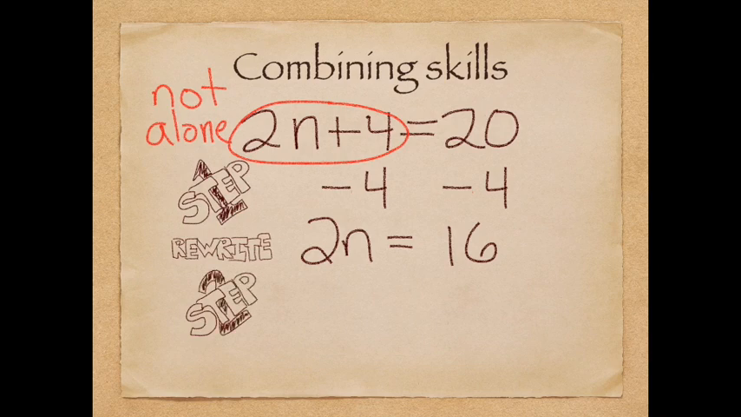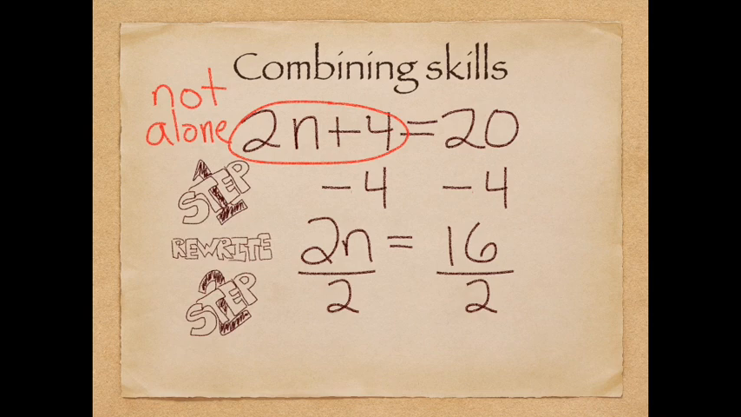So 2n, we're going to divide that by 2 because we're using the inverse operation and I want to get it down to 1n. So 2 divided by 2. And of course, what I do to one side, I need to do to the other side as well. So I'm going to do 16 divided by 2 as well.